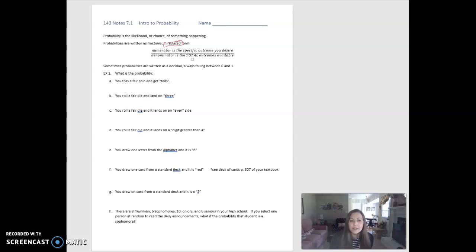So some probabilities are written as a decimal. I typically write my probabilities as a fraction, but there are occasions where you might see it as a decimal. It's going to fall between 0 and 1. Now, if you have a probability of 0, that means exactly what you think. There is no chance at all of that occurring. For example, if you roll a fair die, what is the chance that you're going to roll an 8? 0. Because a fair die only has sides 1 through 6. So there's a 0 chance that you're going to roll an 8.